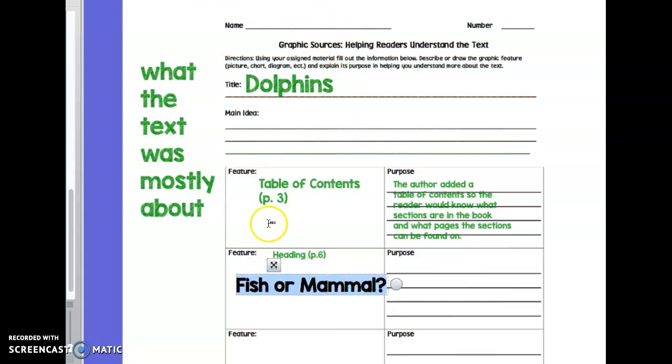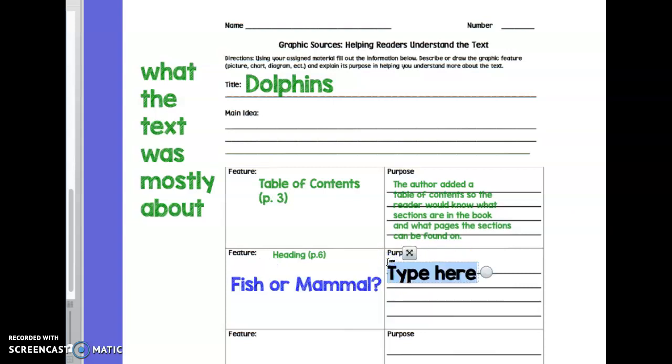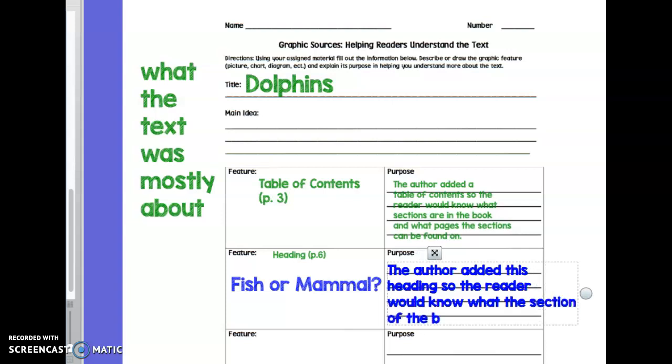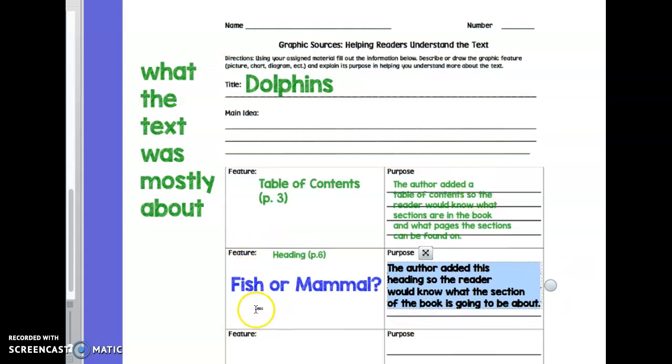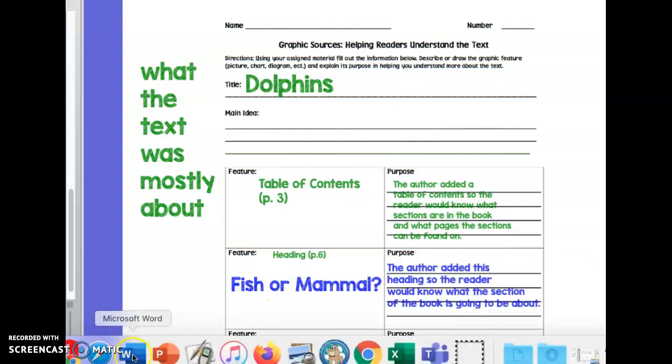Now we need to think, why would the author put this heading in their book? Remember, headings kind of let you know what you're about to read about. So I think the author added this heading so the reader would know what the section of the book is going to be about. So before we even read that page, I could have known the author was going to talk about whether dolphins were fish or mammals. All right, let's see if we can find one more text feature.